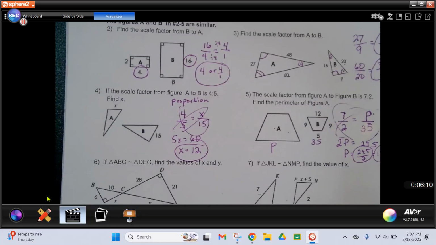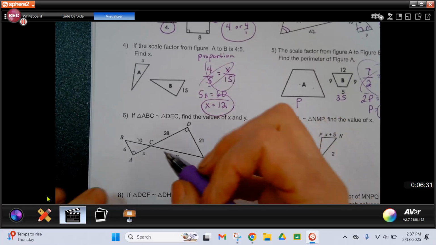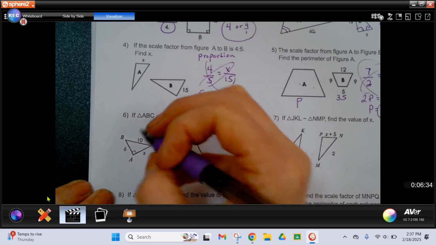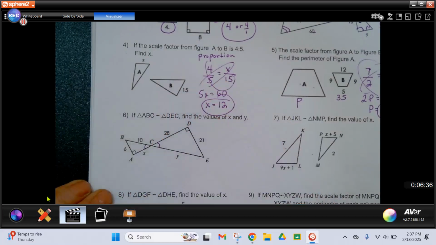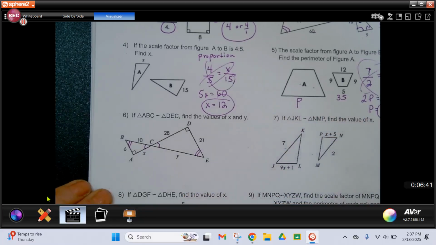Number 6. If triangle ABC is similar to triangle DEC, I'm going to mark some of these sides as we go along. You'll notice this angle corresponds with this angle. This angle corresponds with this angle because they're vertical angles. That leaves these two to correspond. So I can see that I can find x and y here if I set up some proportions.